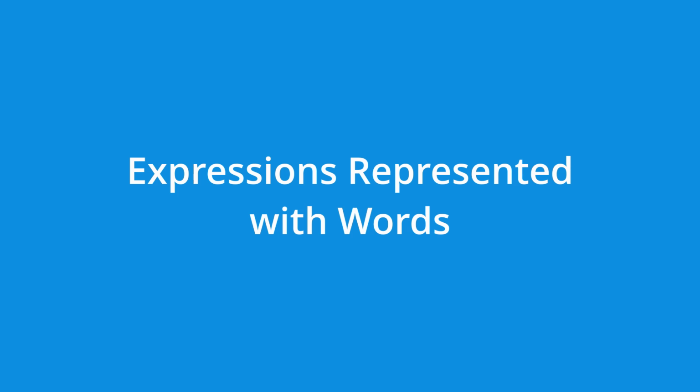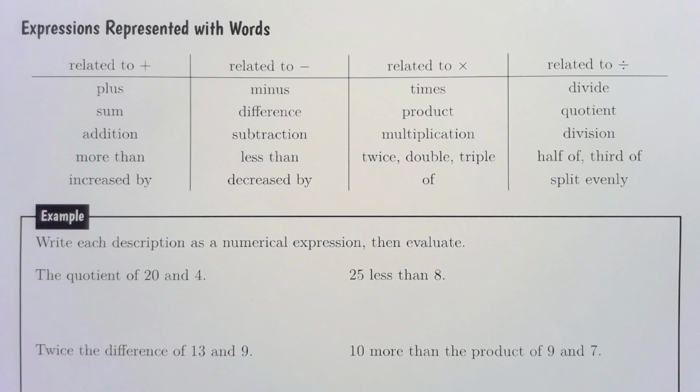Expressions represented with words. Now one of the big advantages of using expressions is we can write them down in a very precise way and make it really clear what our intention is, what we intend to be calculated. However, we don't always get the opportunity to do that, and sometimes we need to describe what we're doing using words instead. So we're going to spend some time practicing how we take an expression described in words and write it down with more typical mathematical notation.